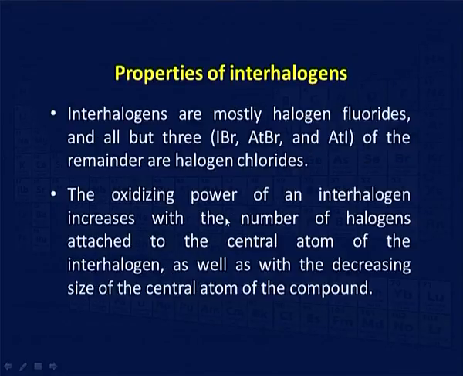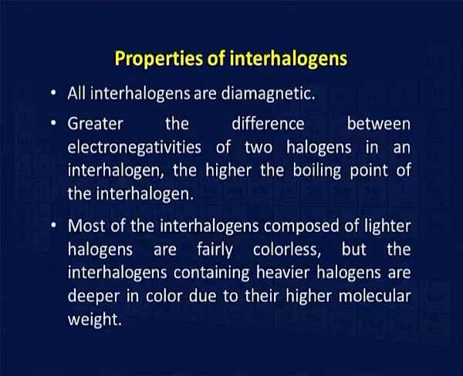The interhalogens are mostly halogen fluorides, and all but three, iodine monobromide, astatine bromide and astatine iodide, of the remainder are halogen chlorides. The oxidizing power of an interhalogen increases with the number of halogens attached to the central atom, as well as with the decreasing size of the central atom of the compound. All interhalogens are diamagnetic in nature.